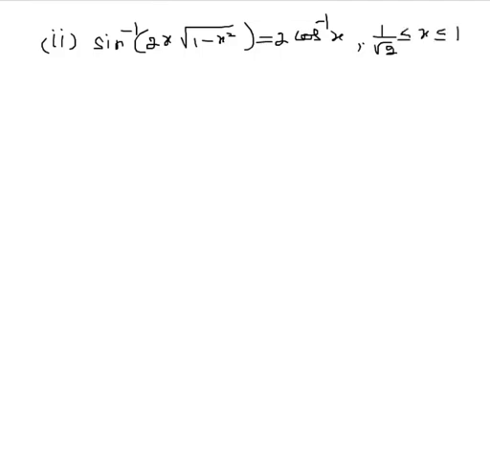Now see the second subdivision. We have to prove that sine inverse of 2x into root of 1 minus x square is 2 cos inverse of x. The same question, but the previous answer was in terms of sine inverse of x. Here it is cos inverse of x, and the condition given is 1 by root 2 less than or equal to x less than or equal to 1.